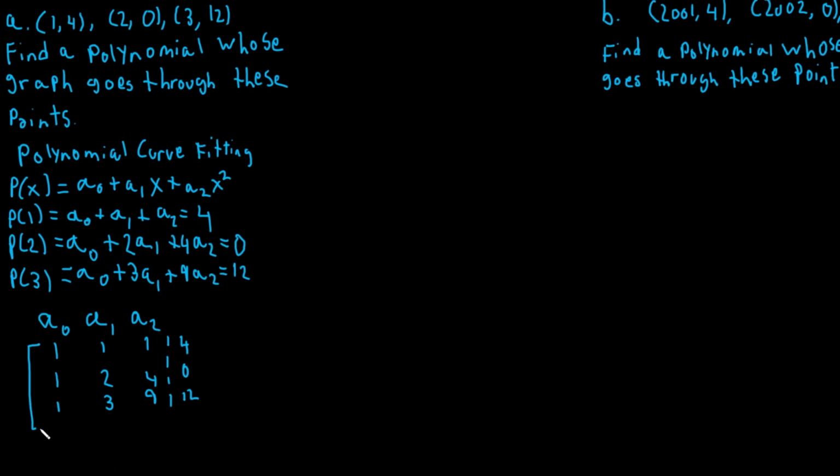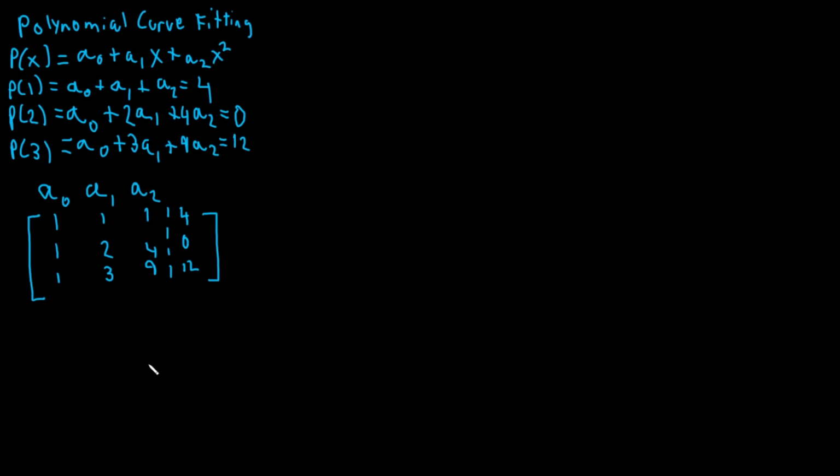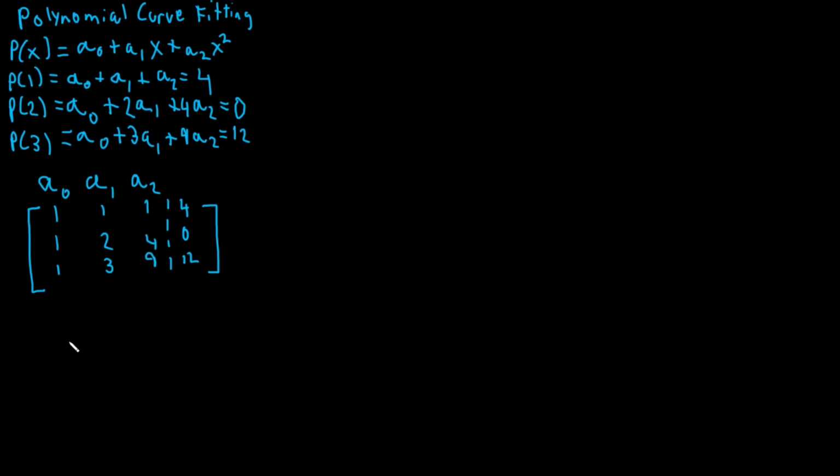We can go ahead and row reduce this matrix. I'm going to use a calculator to do this, but you could probably do this by hand. In fact, you definitely could do this by hand, but I'm just going to use a calculator for the sake of time. And once we row reduce this matrix, we get the following.